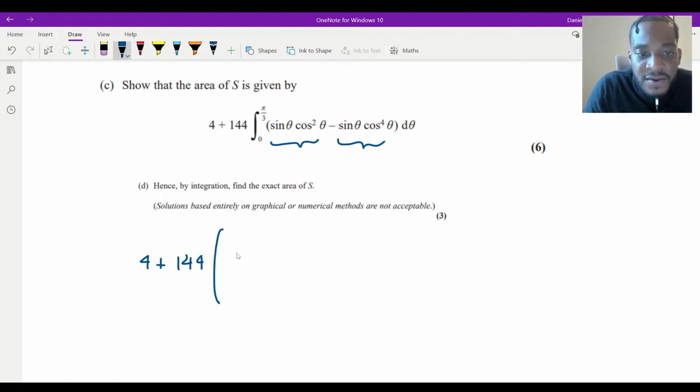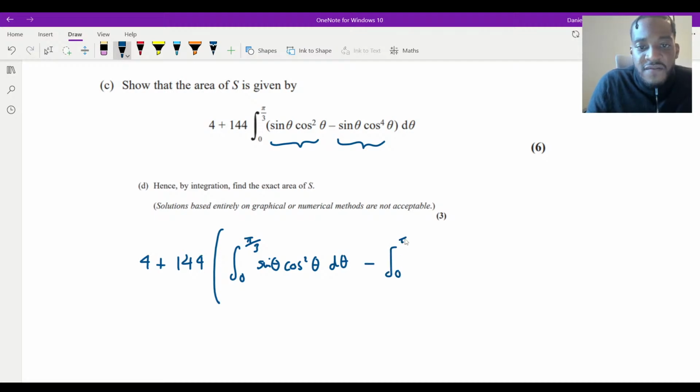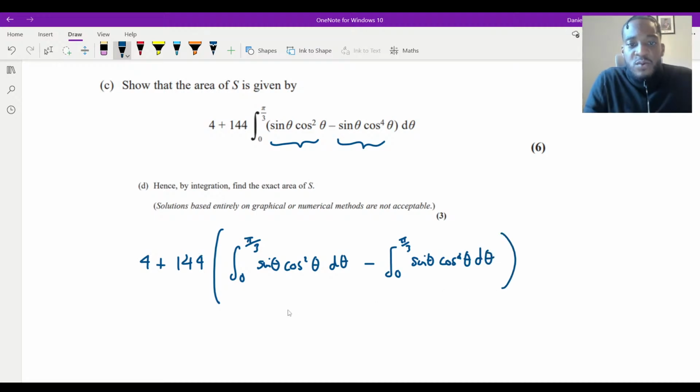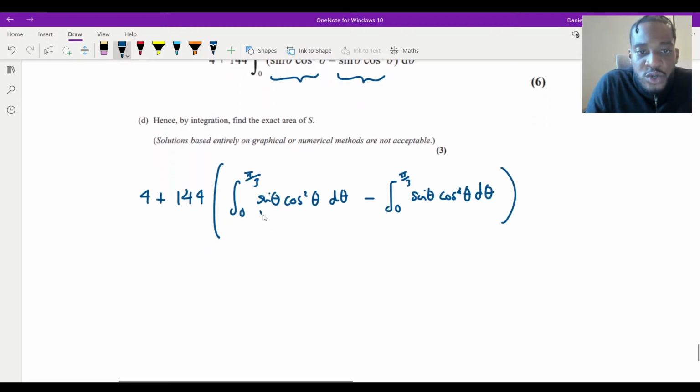Now first I need to integrate between 0 and pi over 3 of sine theta cos squared theta, d theta, separately, and I'm going to do this one separately as well: the integral from 0 to pi over 3 of sine theta cos to the 4 theta, d theta. How do I integrate that? Well, firstly, this is of the form f dash of x and then f of x to the power of n. And when that's the case, it's basically like a guessing game.